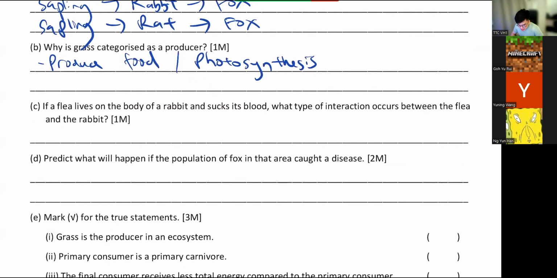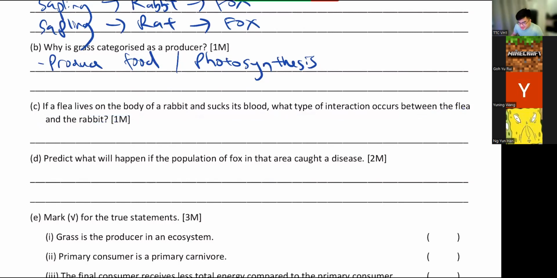So C, guys, this is a little bit out of syllabus. If a flea, you know what a flea is, right, lives on the body of a rabbit and sucks its blood, what type of interaction occurs between the flea and the rabbit?